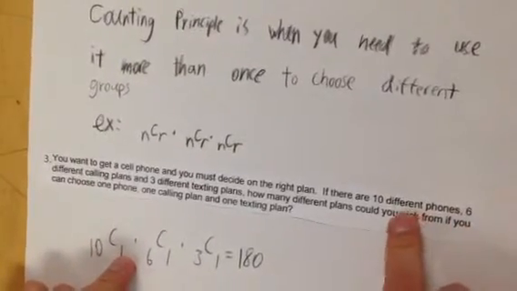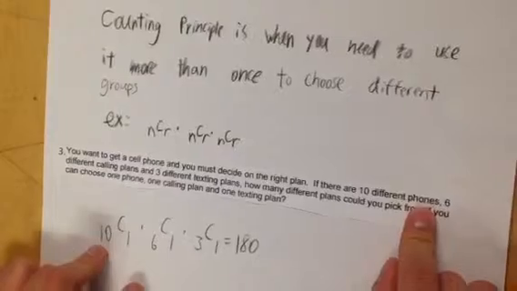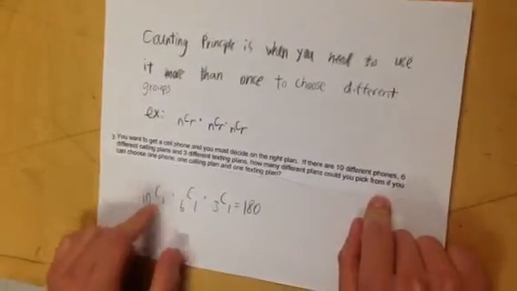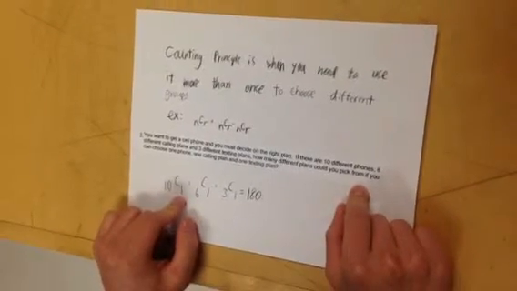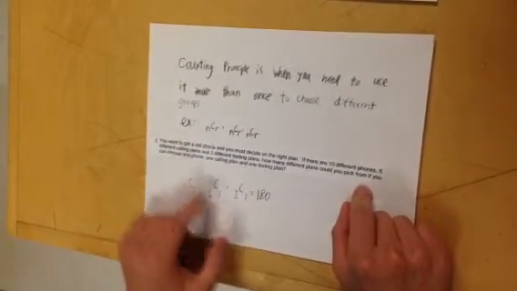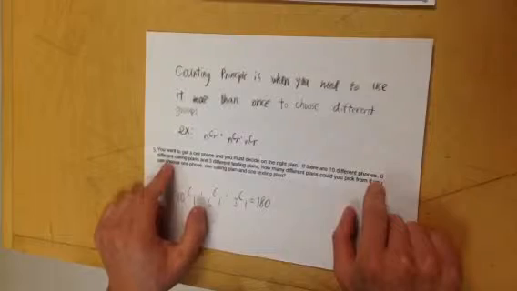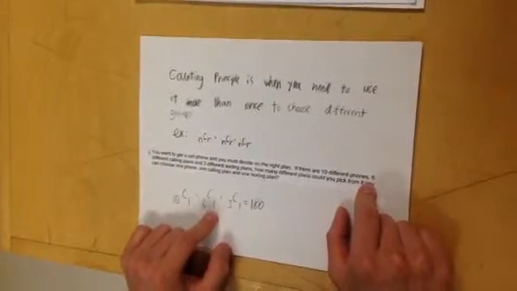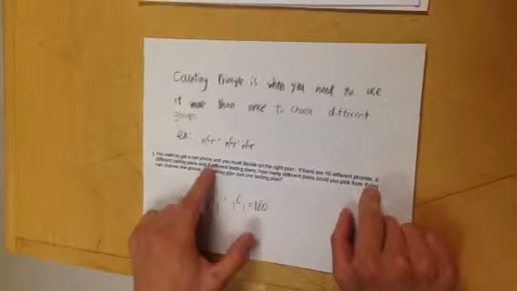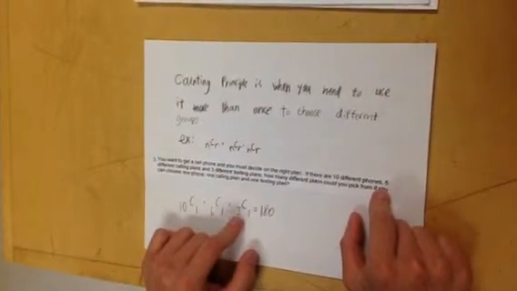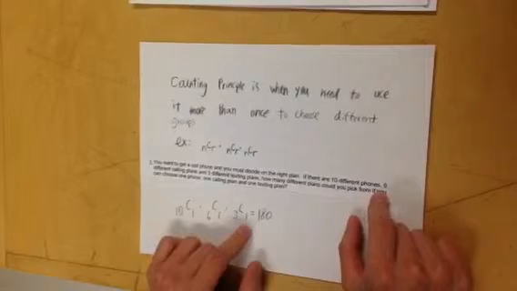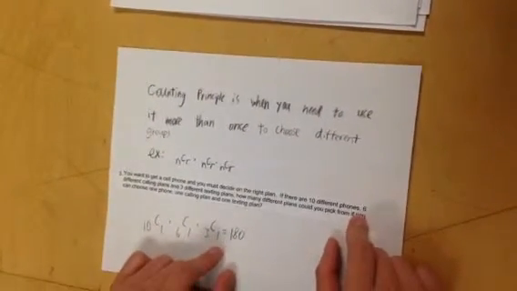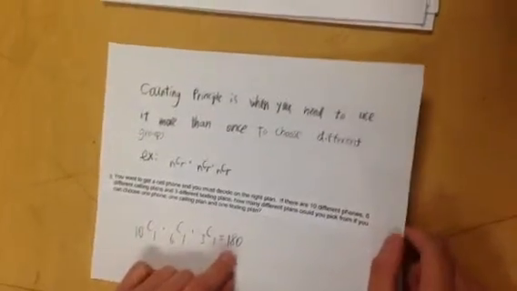For the first group, there's 10 different phones, so 10 is your N, which is your overall sample size, and you can only choose 1, so 1 is your R, and then you multiply the second group, which is the 6 different calling plans. 6 is your N, and you can only choose 1, so 1 is your R, and then you multiply the 3 different texting plans. 3 is your overall sample size, and 1 is your R, and then you multiply all this together, you put it into your calculator, and this is your answer.